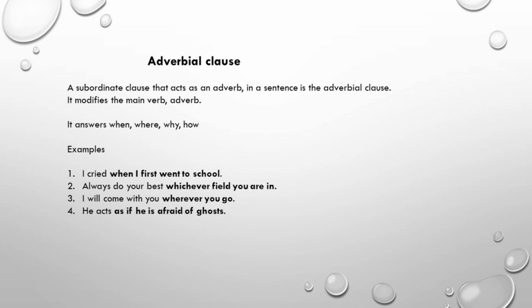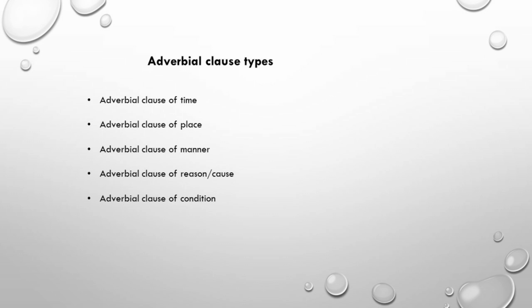He acts how. The answer will be as if he is afraid of ghosts. That is why this is also an adverbial clause. If you have noticed all these examples, you might have understood that all the adverbial clauses that we discussed here are subordinate clauses. Based on the function of adverbial clauses, they are classified into 5 types.